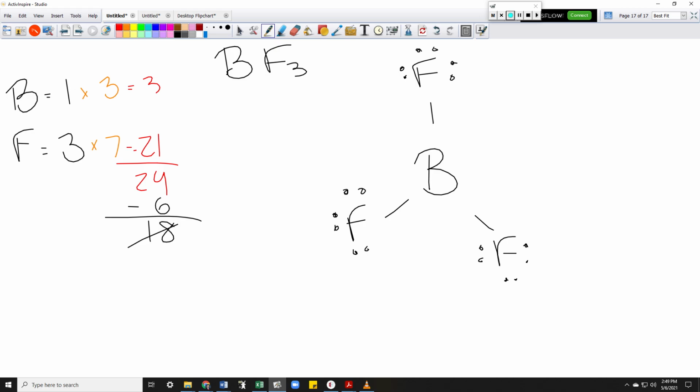It's trigonal planar, 120. Now the last part, polar or non-polar. Why is it non-polar? They're all equal. Are any one of those F's stronger than the other? No. Nope. So does that part make sense?